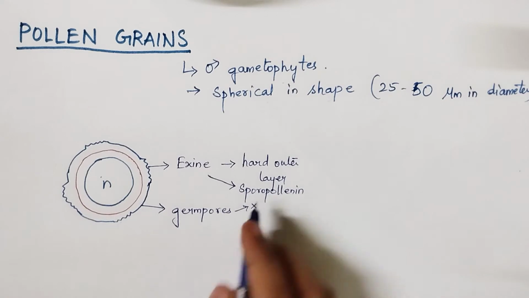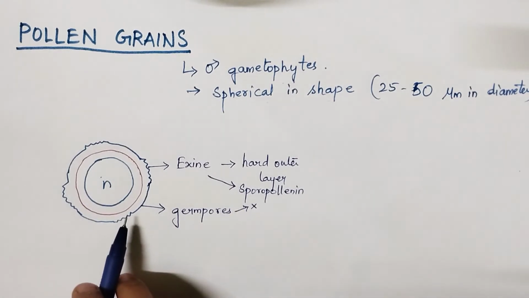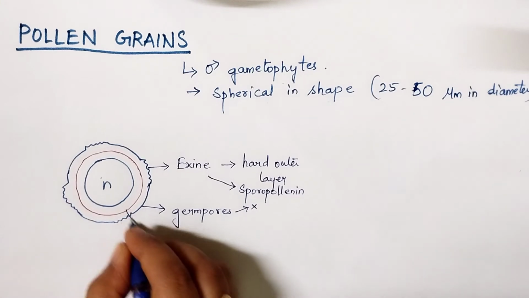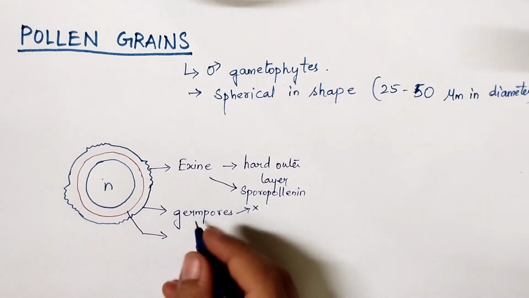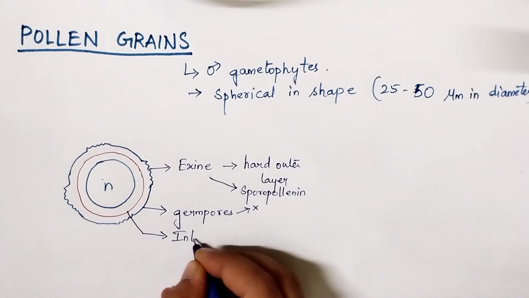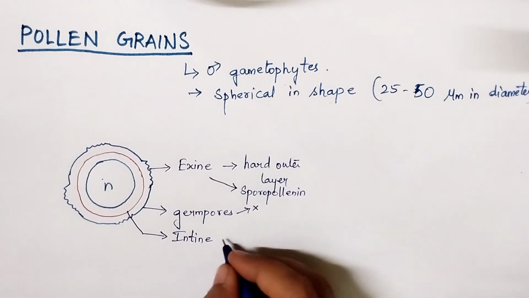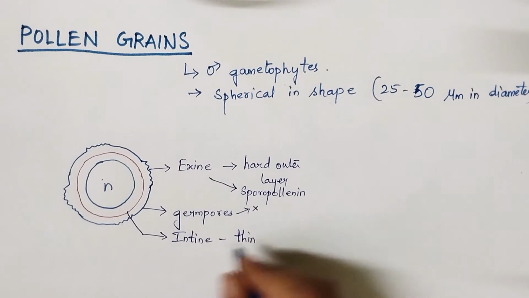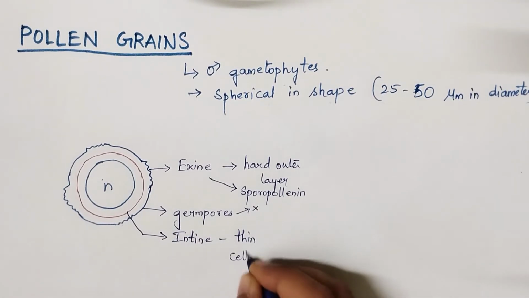The sporopollenin is not present in these germ pores. The second layer here is the intine, which I have shown with the red color. This is the second layer called intine. This layer is thin and continuous, and it is made up of cellulose and pectin.